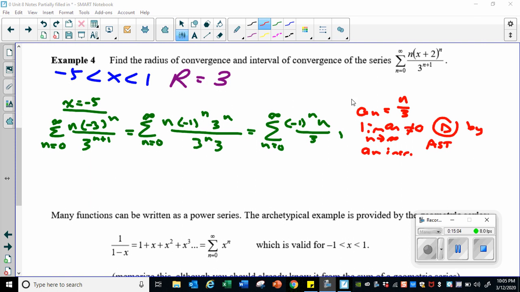Okay, so I wrote one of the endpoints up right now because I was running out of room and I wanted you to see it. So I plugged in negative 3, I did some algebra, I broke apart the negative 3 to the n as negative 1 to the n times 3 to the n. It's the same thing. That way I could cancel some stuff out.